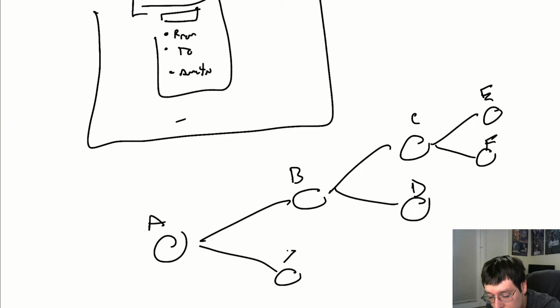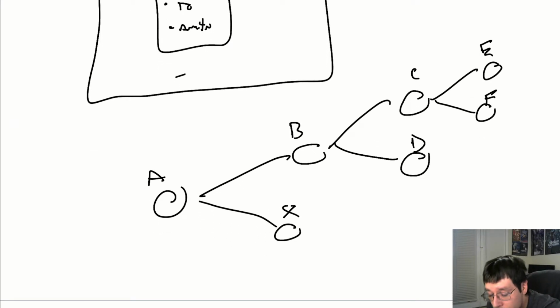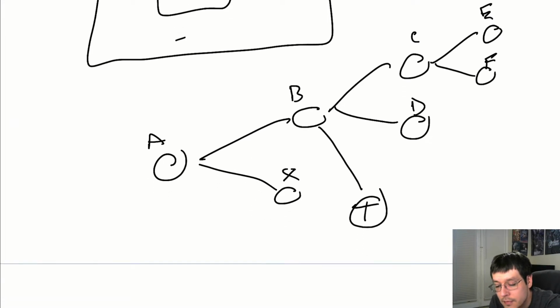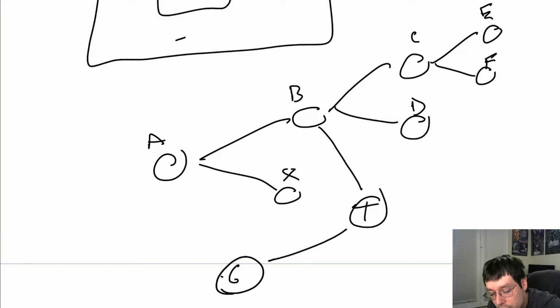Person A also sent money to person X. Here's where shady things can happen. Let's say person B sent money to person T. Person T sent money to person G. Person G sent money to person A. Okay? There's a cycle here.